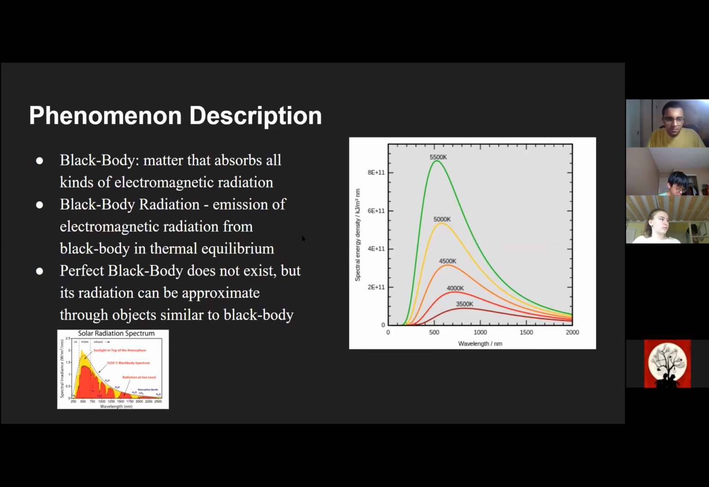In real life, a perfect blackbody does not exist, but its radiation can be approximated through some similar objects, for example a small hole in a hollow body. You can shoot light into the body and test the radiation that comes out of it. Here is a small graph of its radiation versus the wavelength.